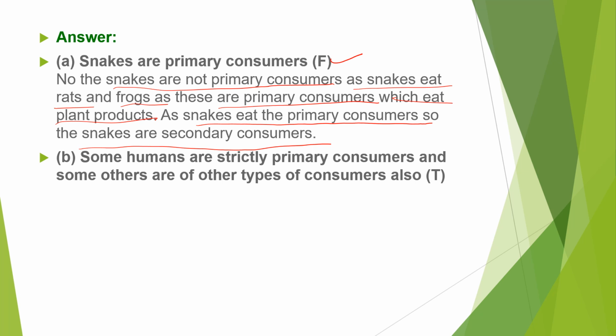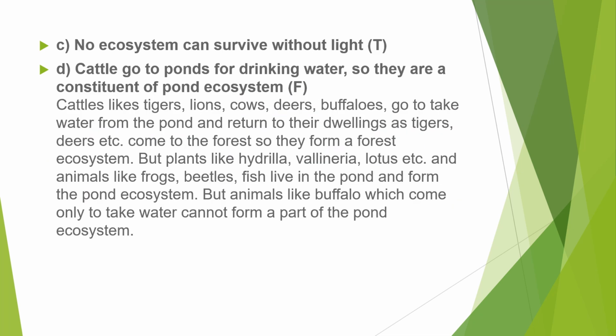Now, some humans are strictly primary consumers and some others are other types of consumers. We know that it is true, because some are primary consumers, meaning some are herbivores, and some are carnivores, omnivores, some are eating all. So a few humans are herbivores, that is primary consumers, and others are omnivores, eating both vegetables, fruits, plants, as well as animals, fish, meat, egg. Okay, so the next one is: no ecosystem can survive without light. It's true.